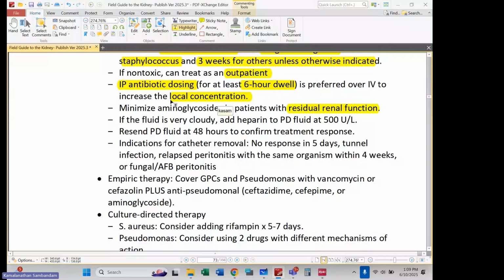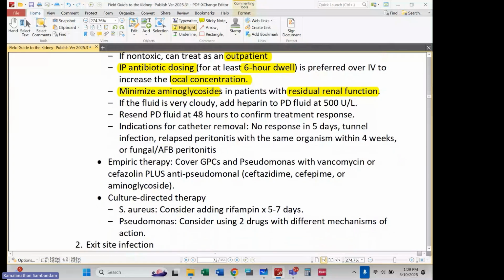If you have somebody with residual kidney function, we talked about minimizing aminoglycosides. If you have a fluid that's pretty cloudy and sometimes you can actually see the fibrin threads in the PD fluid, you might empirically add heparin at a concentration of around 500 units per liter to reduce the chance of alarms and unsuccessful PD throughout the night. You might consider resending PD fluid after 2 days of therapy to ensure that the cell count is decreasing. If a patient is not doing well, you might need to remove the catheter.